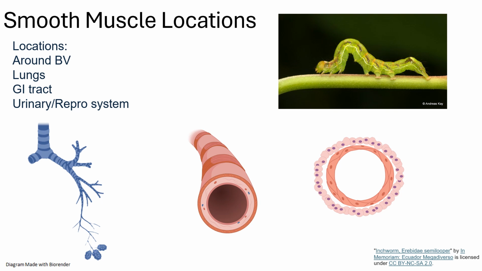Smooth muscle is found in locations usually associated with your viscera or your internal organs, the squishy stuff. Smooth muscle is usually found in sheets surrounding these organs that need to change shape, and they need to allow things like gases and food to move through them.